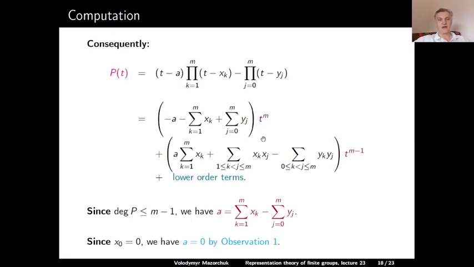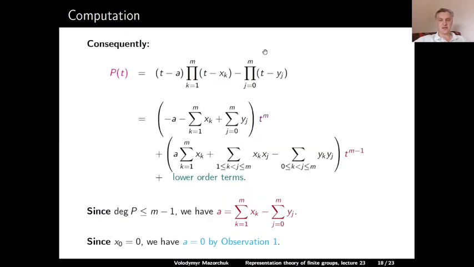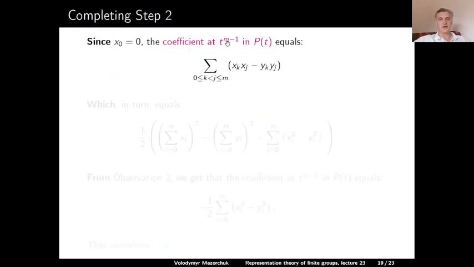Great. But if a is equal to 0, then this summand disappears, and it means that the coefficient at t to the power m minus 1 in p of t is just the sum of these two summands. And again, since x0 is 0, we can start from 0 here. So this means that the coefficient at t to the power m minus 1 in p of t is the sum over all k greater than or equal to 0, less than j, and this is smaller than or equal to m, xk xj minus yk yj.